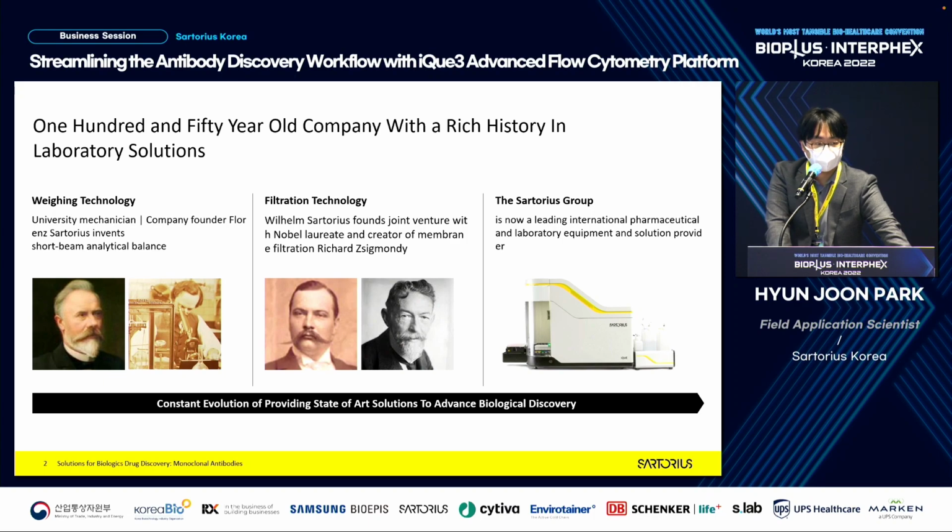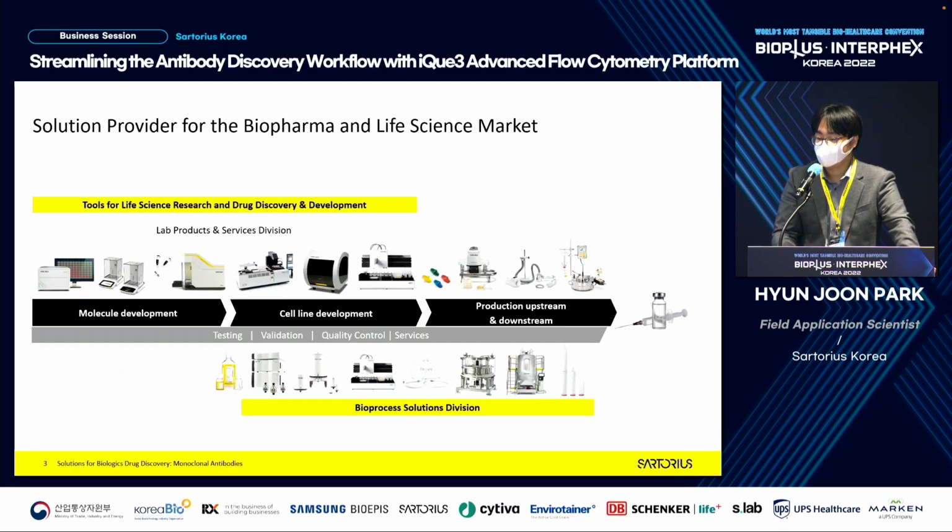We have 150 years of history, and that was established by Mr. Sartorius. As you know well, Sartorius is a company that started with a short beam analytical balance. And regarding filtration, it also acquired a Nobel laureate. And also in various fields nowadays, we are working on the pharmaceutical areas with solutions. And so we keep growing as a company.